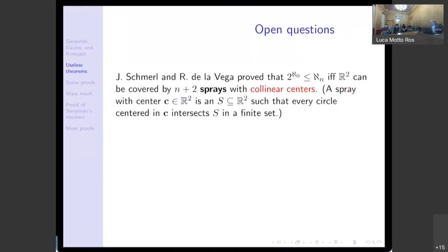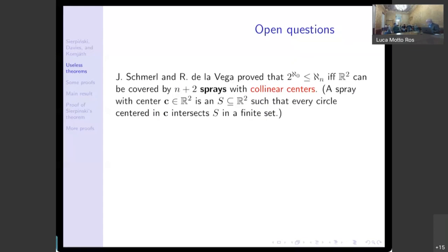So let me mention a few open questions, let me see on the slide. Jacques Schmer and Ramiro de la Vega proved that the continuum is at most Aleph_n if and only if R^2 can be covered with n+2 sprays. What is a spray? A spray with center C is a subset S of R^2 such that every circle centered in C intersects the set S in a finite set. So take any circle and you just see finitely many points of S.